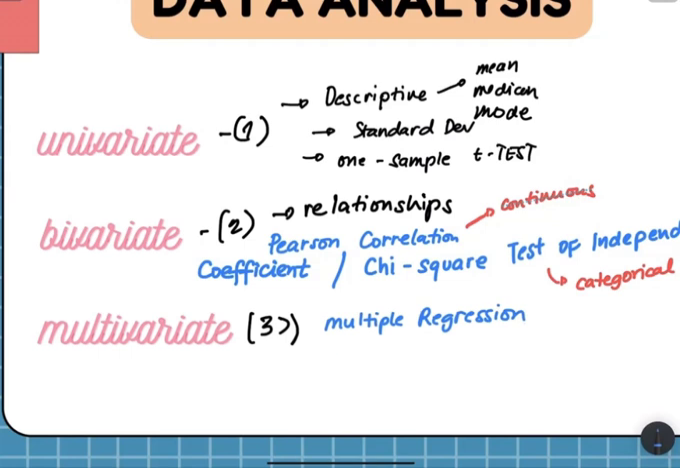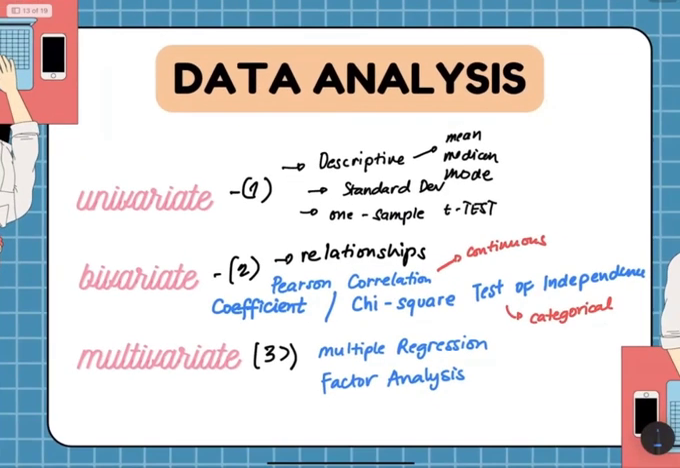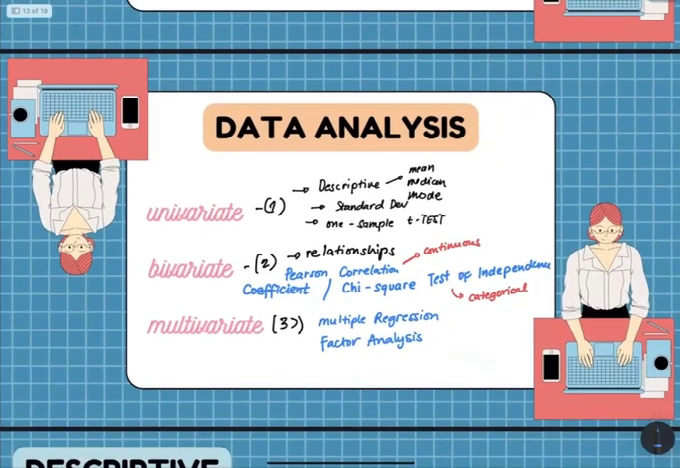And then we also have your factor analysis. What do we do in your factor analysis? It identifies underlying factors or constructs that explain the patterns of correlation among multiple variables. Yes. So there you have it, class. Data analysis according to the number of your variables.